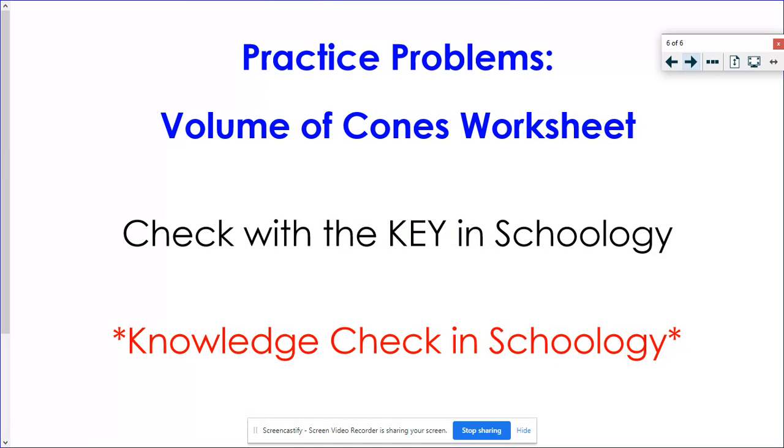Today, you have a worksheet. It's volumes of cones. Again, I'm going to say write down 3 lines of work for every problem. Write down the formula, substitute, and then get your answer. Make sure that you're rounding correctly. The answer key is in Schoology, so please check it. And then when you're all done with that, make sure that you do the knowledge check in Schoology. If you have any questions, let me know.